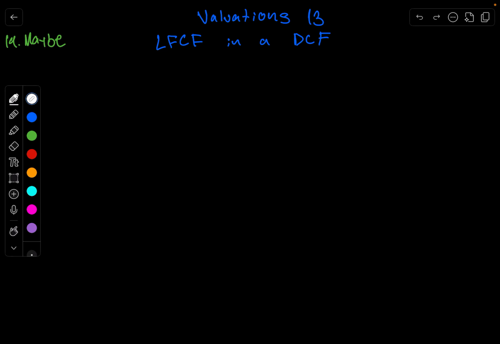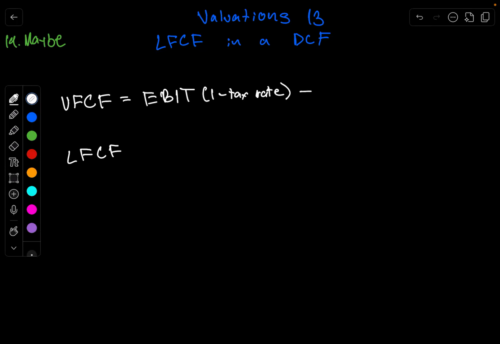In order to understand this, I hope that you guys remember from our unlevered free cash flow video and our levered free cash flow video what the formulas were for each one of these, right? So we know that unlevered free cash flow is EBIT times 1 minus the tax rate, plus depreciation and amortization, minus CapEx, minus our changes in net working capital, right?